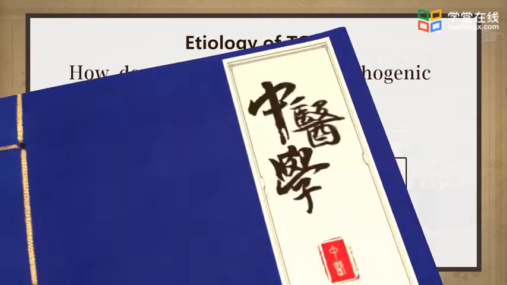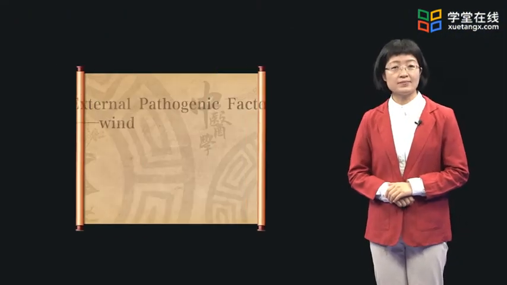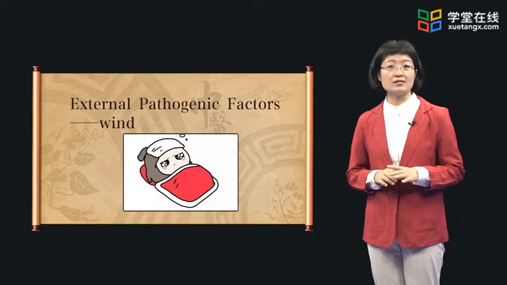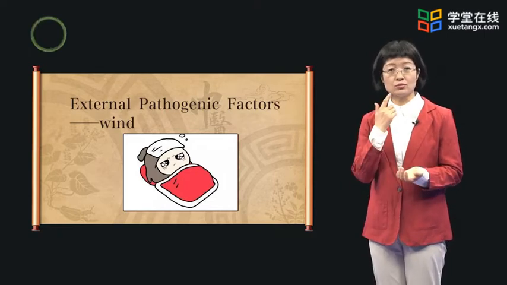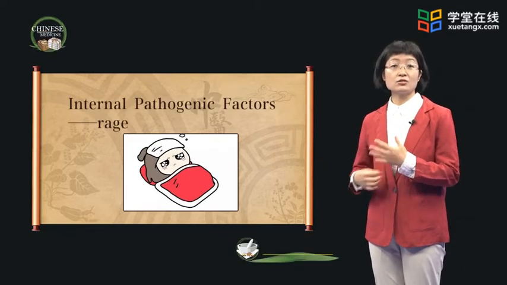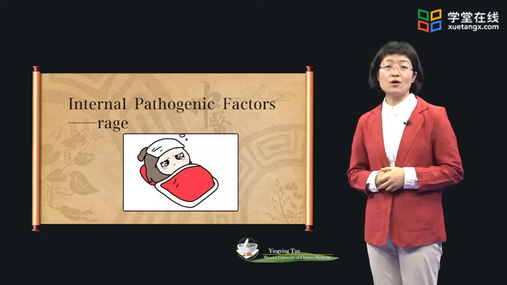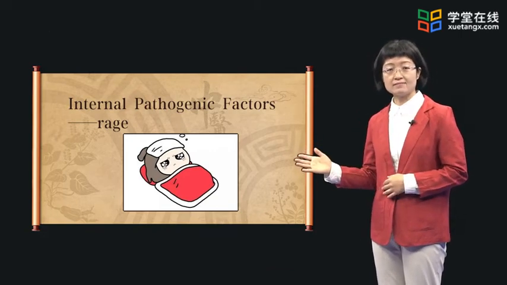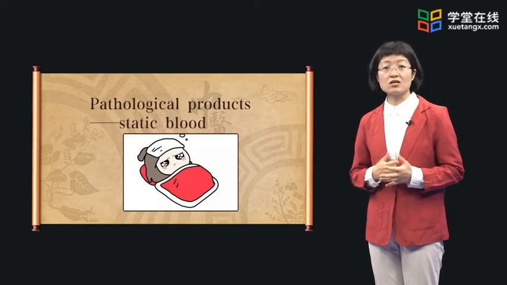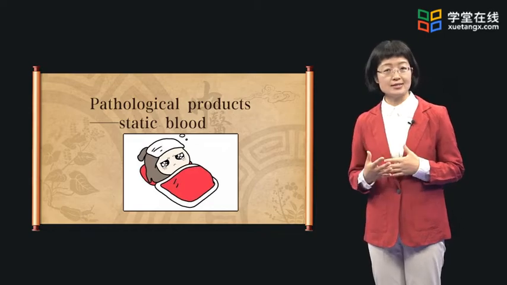To be more specific, the etiology is classified into 3 categories: the 6 pathogenic factors invading the body from the outside, which are called external pathogenic factors. For example, wind, as one of the 6 external pathogenic factors, invades the human body mainly through skin, nose, or mouth. The 7 emotions directly involving the internal organs are called internal pathogenic factors. Third, the pathological products, such as static blood, can induce disease as a kind of pathogenic factor. Now, let's go through all kinds of pathogenic factors.